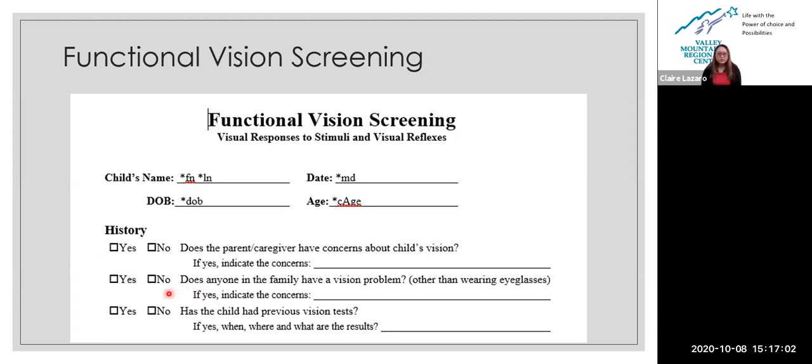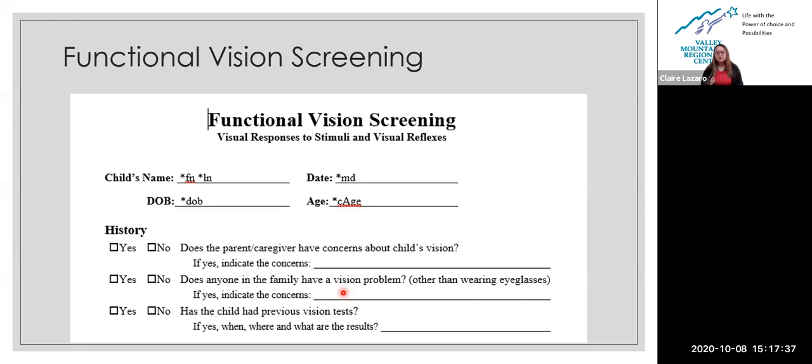And then we also want to ask, does anyone in the family have a vision problem? So we placed here other than wearing eyeglasses because we're assuming that most people who wear eyeglasses are usually doing so because of old age. But if somebody in their family has been wearing eyeglasses since they were very young, for example, the mom has been wearing eyeglasses since she was 4 years old, then that is one of the family history. And you can write there in the concern that yes, there is a concern because the mom has been wearing eyeglasses since she was 4 years old.